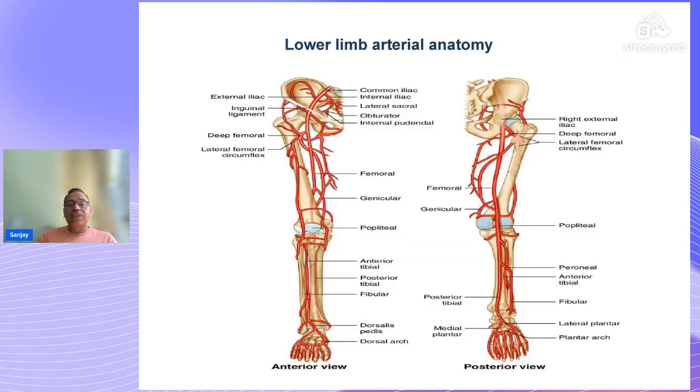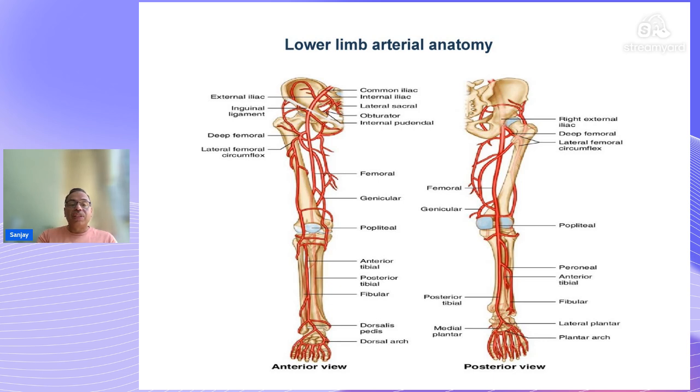Now, to understand this topic, I think it is very important to quickly recap the lower limb arterial anatomy. If we start from the external iliac artery, when it crosses the inguinal ligament, it becomes the common femoral artery, as seen in this diagram. Once it enters the thigh, below the inguinal ligament, it is the common femoral artery. This common femoral artery gives one very important branch, and that is known as the profunda femoris artery or deep femoral artery.